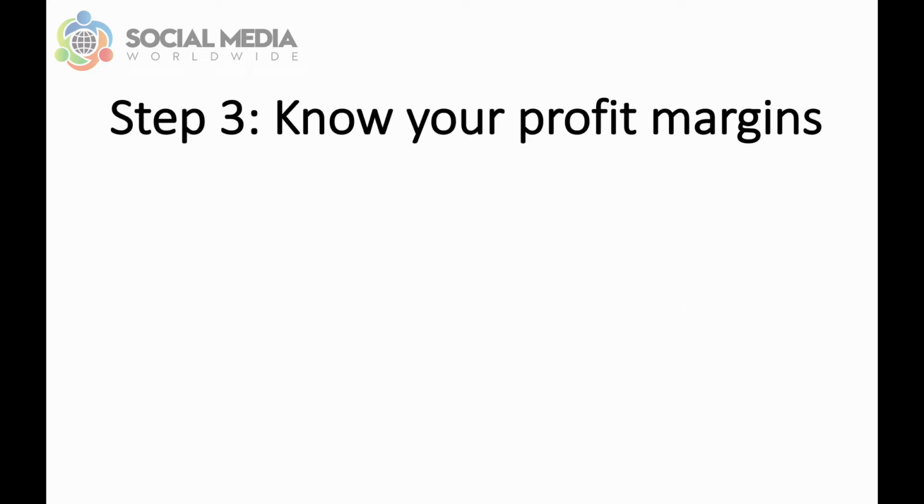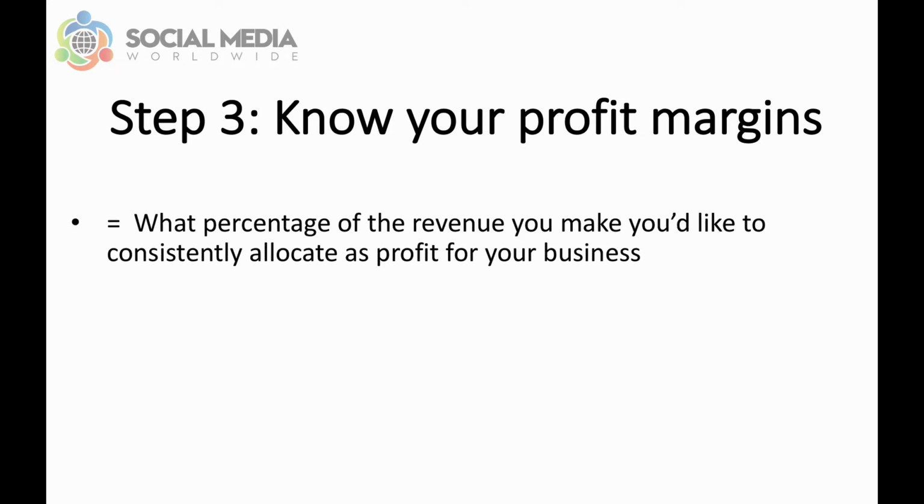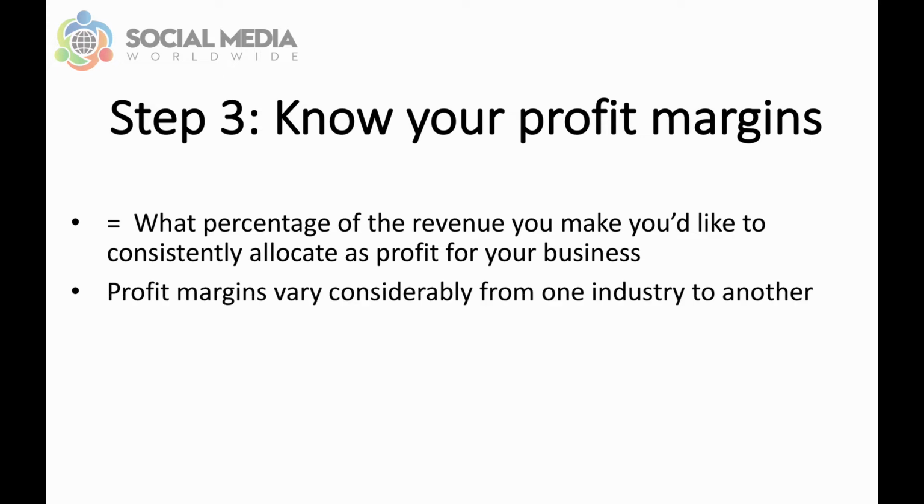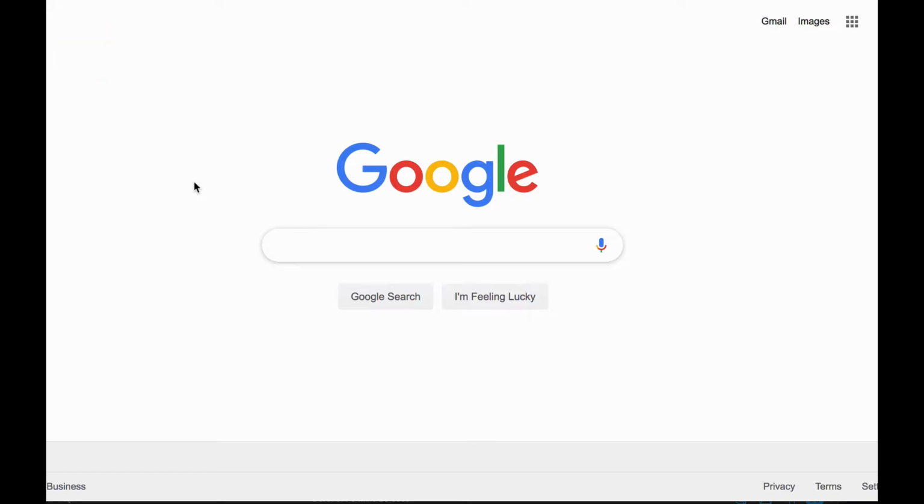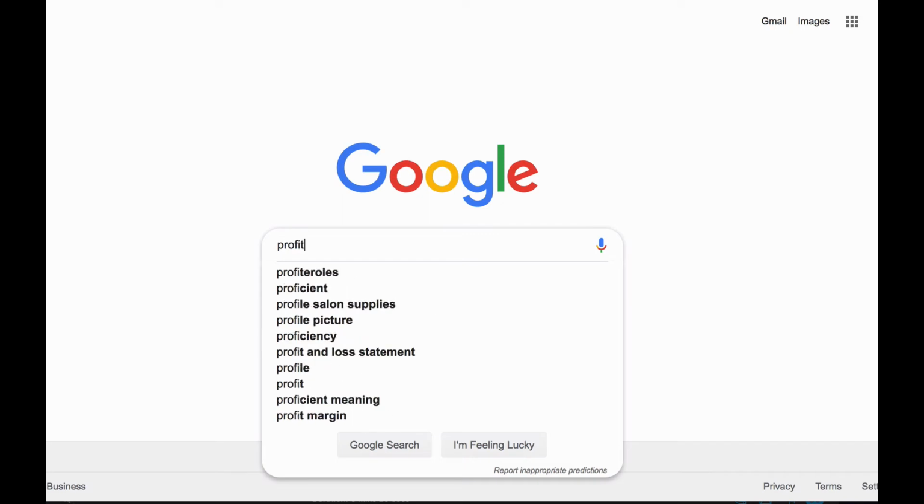The third step is knowing what you'd like your profit margin rate to be. In other words, what percentage of the revenue you make you'd like to consistently allocate as profit for your business. Profit margins vary considerably from one industry to another. For example, in the restaurant business, profit margins are typically 3 to 5%, whereas in the skincare industry, profit margins are typically 50 to 80%. If you're unsure of the average profit margin in your industry, a quick search on Google will provide you that information.